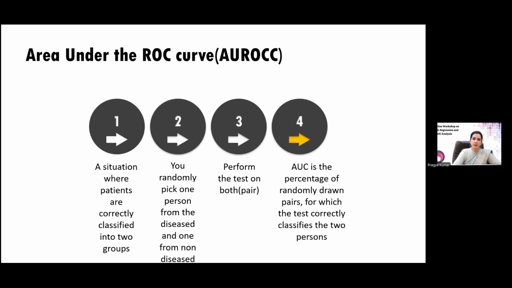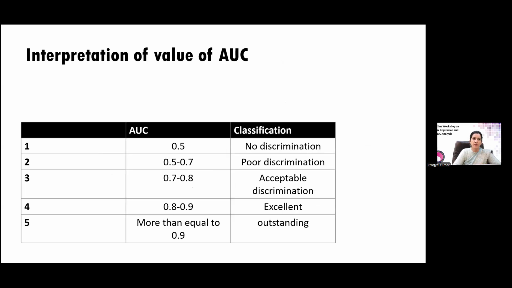This test is able to classify correctly the diseased one into diseased and the non-diseased into the non-diseased. So how is the interpretation of this AUC?